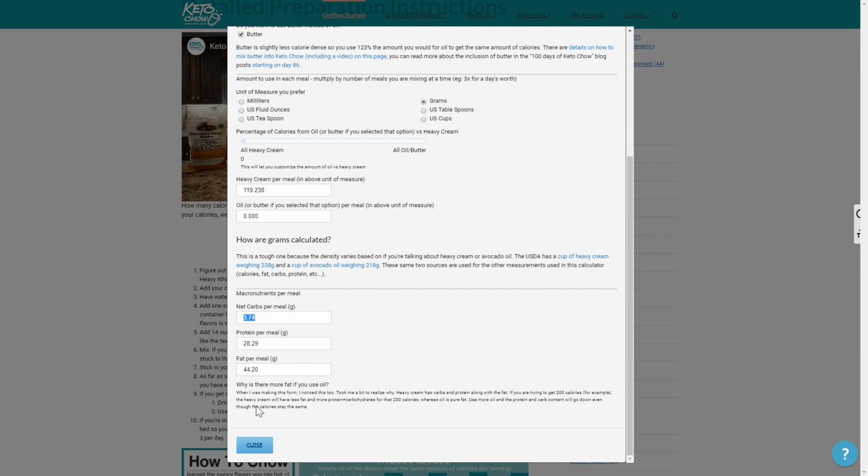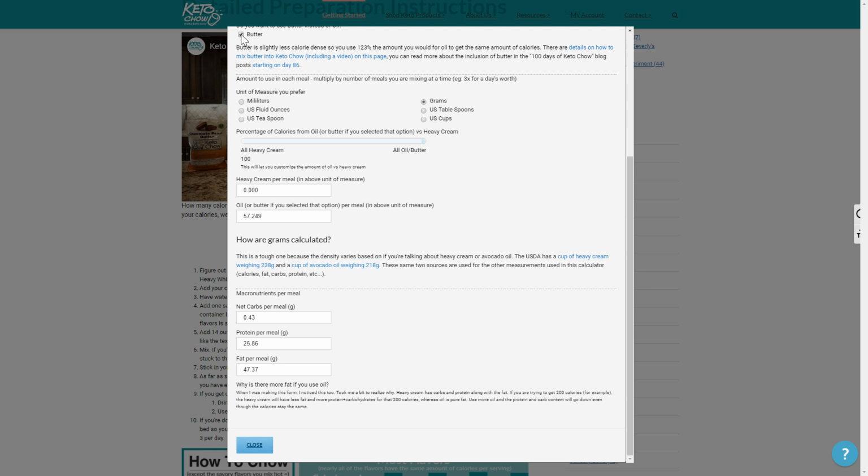So, and here you have why it says, why is there more fat if you use oil? It's because heavy cream has carbs and protein along with the fat. Whereas butter, on the other hand, does not. Let's see if I switch this over. It's essentially the same as using oil because you've eliminated most of the protein, you've eliminated the carbohydrates. It's just fat with a little bit of water is what you have in butter.